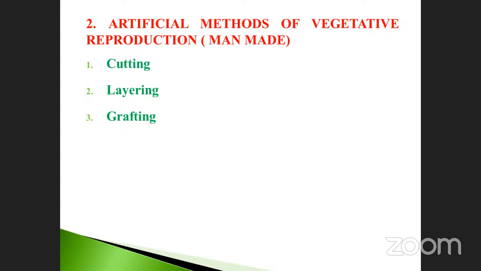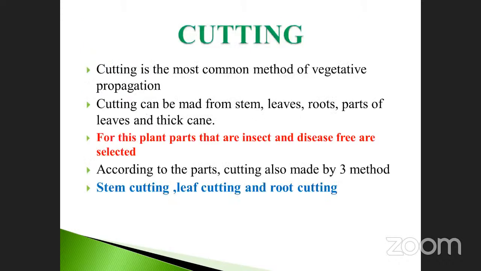Today we are going to discuss the remaining part, called the artificial method of vegetative reproduction. It is otherwise called man-made vegetative propagation. Under this heading, there are three things we are going to discuss one by one. First one is cutting, second one is layering, third one is grafting. What is cutting? What is layering? What is grafting? See one by one.